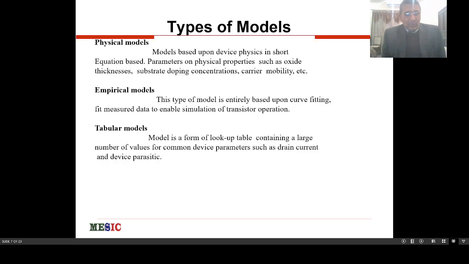So type of models. There are 3 types of models in the market that people normally make. One is a physical model. Physical means physics. We use totally equations, and we see things like the oxide thickness, and we use equations, doping concentration, carrier, mobility, many things we see using mathematical equations. We try to make a model. It's totally mathematics based, and through equations we make this model.